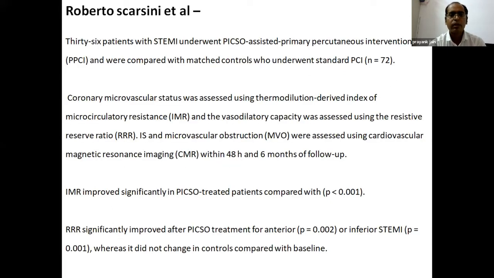And infarct size and microvascular obstruction were also reduced. I don't know, this line has not come in this slide. There was an additional line. I don't know how it is missing. So infarct size was also reduced, and the index of microvascular resistance was also reduced. So all 3 parameters, the index of microcirculatory resistance, resistive reserve index, and infarct size, all showed improvement in the Pixo-treated patients as compared to patients who underwent only primary PCI.